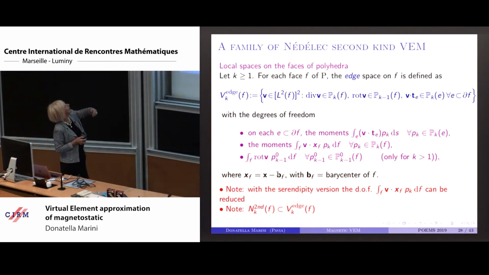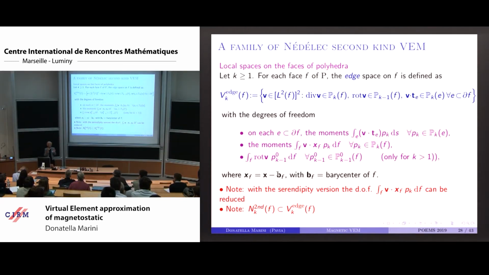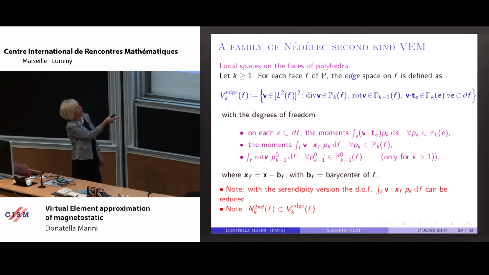Now, yes, I still have a little time to give you hints on a family of Nedelec second kind. So now the degree is k. This will be our order of precision. I will do like I did before. First on the faces, so two-dimensional spaces, then in the polyhedra. So on each face, we need to define an edge space. This will be made of vector functions which have tangential component of degree k, divergence of degree k, and rot of degree k minus 1.